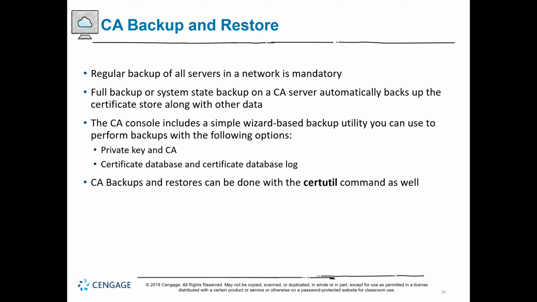A full backup or system state backup on a CA server automatically backs up the certificate store along with other data. The CA console includes a simple wizard-based backup utility you can use to perform backups with the following options: private key and CA certificate, and certificate database and certificate database log. CA backups and restores can be done with the certutil command as well.